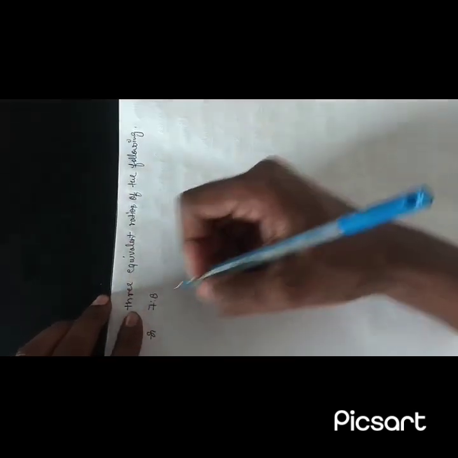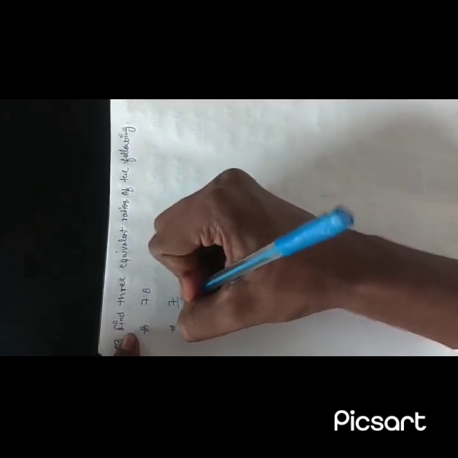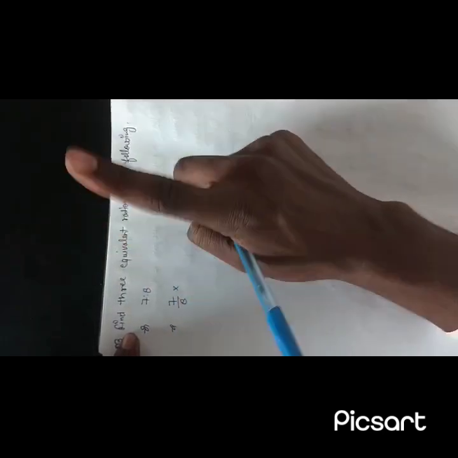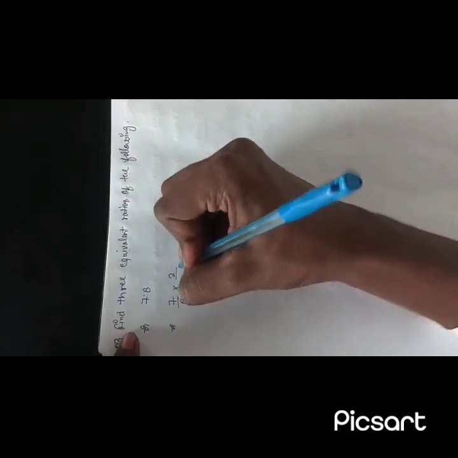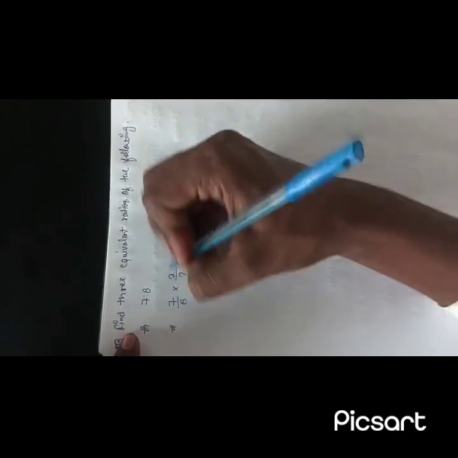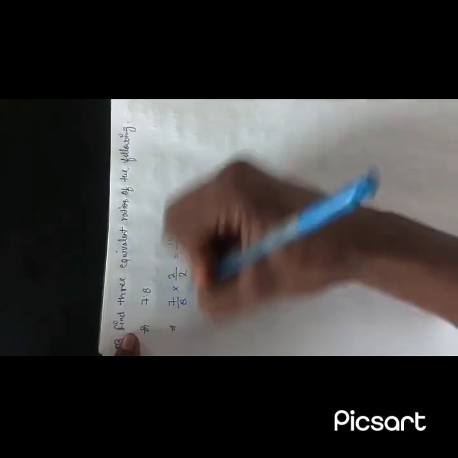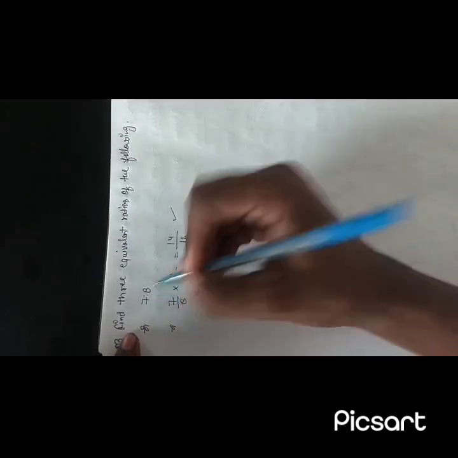Now we have to find the equivalent fraction. Whenever we have to find an equivalent fraction, we simply write it like this: 7 upon 8 into, first, we start with 2. We multiply the numerator by 2, and we multiply the denominator also by 2. Here it will come 7 times 2 is 14 and 8 times 2 is 16. This is the first equivalent of this.